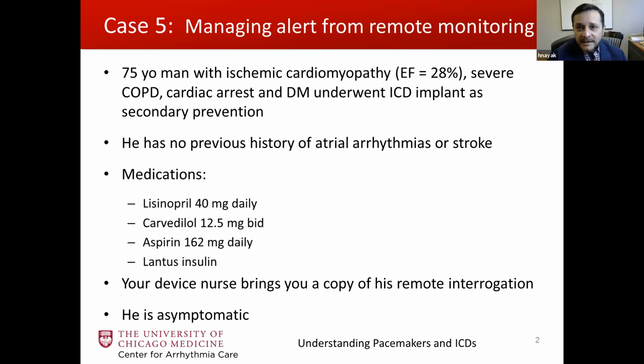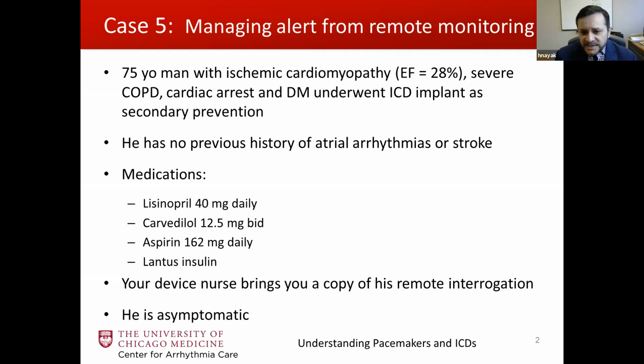So here's a 75-year-old man with ischemic cardiomyopathy. His ejection fraction is 28%, severe COPD, had a cardiac arrest, and had diabetes, underwent ICD implant as secondary prevention. Now, he has no previous history of atrial arrhythmias or stroke. His medications include lisinopril, carvedilol, aspirin, and Lantus insulin.